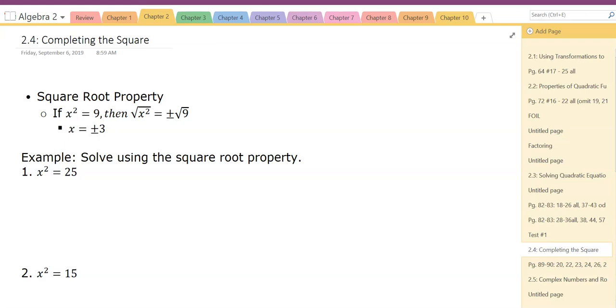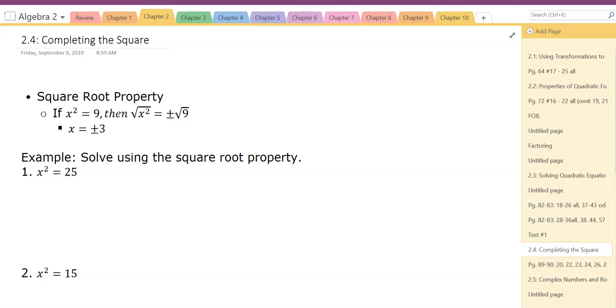So we're going to get into today something called completing the square. We're going to talk about this today and tomorrow. This is another method that we can use when it comes to solving quadratic equations. In the past we did a lot with graphing and with factoring.